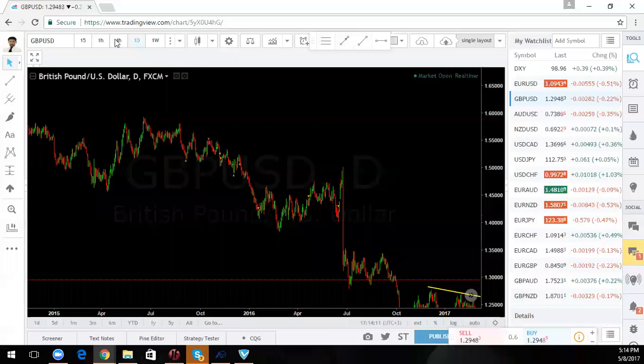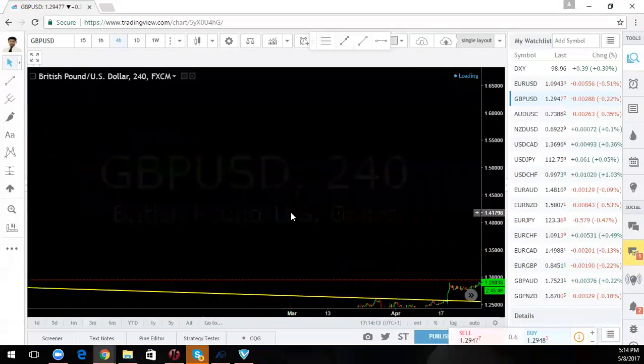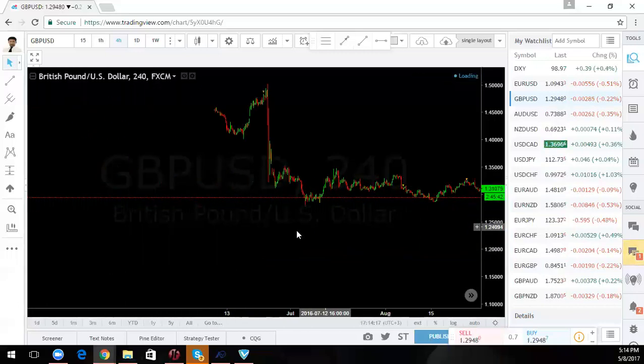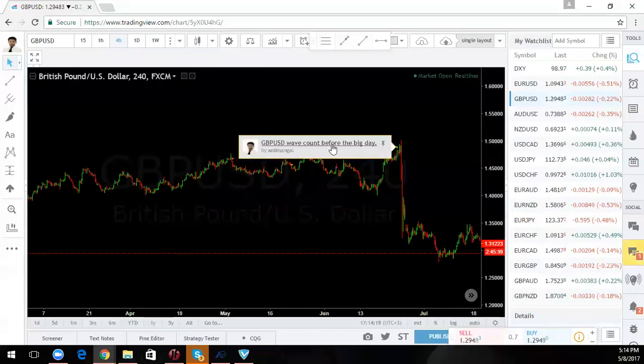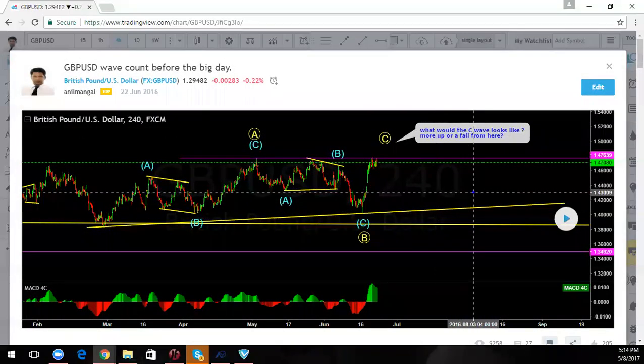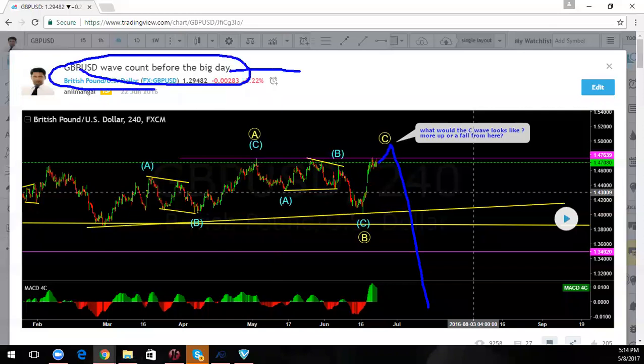I want to see the 4 hour. I think I have one on the 4 hour here. A day before the move, when you can forecast that this move will still go down, because a single day before that happened, you're saying this is going to come up here, make a C wave, and then fall. I posted this, and I actually wrote it one day before. Wave count the day before the big day. It's not like I don't know what's going to happen the next day.